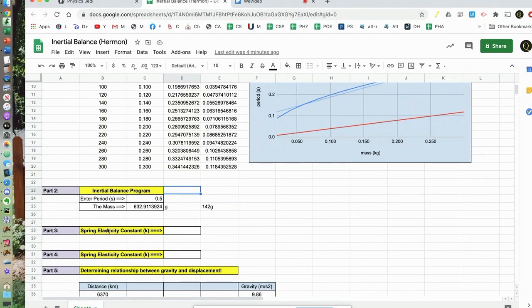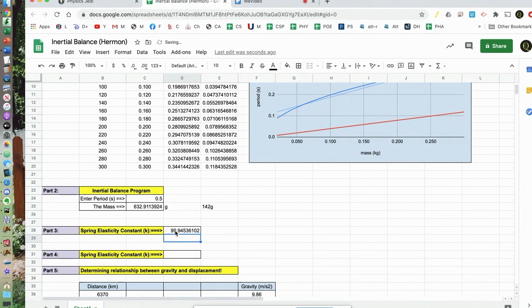Down here in part 3, what's the spring elasticity constant k? I'm going to type equals 4 times pi. You can do 3.14, but there's a built-in thing. I can do pi, and you actually have to do open close parentheses. I won't explain why. And then I'm going to square that, so I'm going to do a caret 2. Okay, 4 times pi squared divided by 0.395. And this should be the elastic constant of our inertial balance.